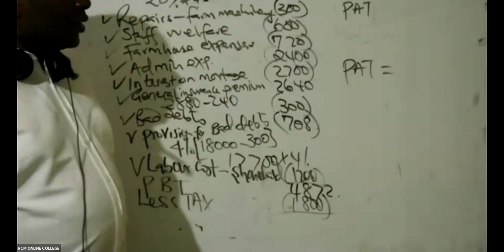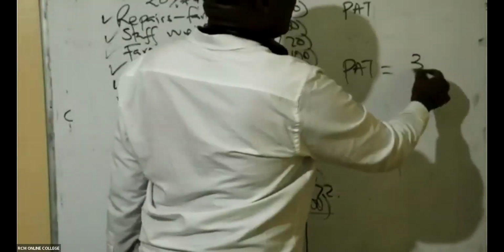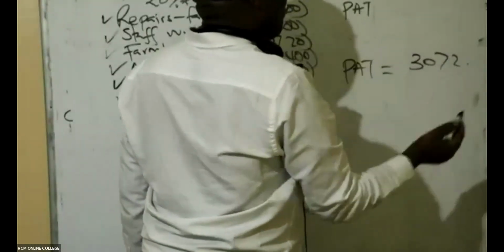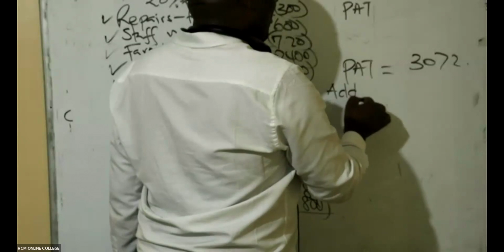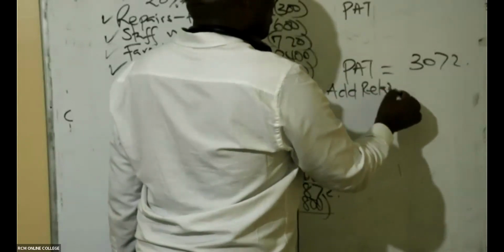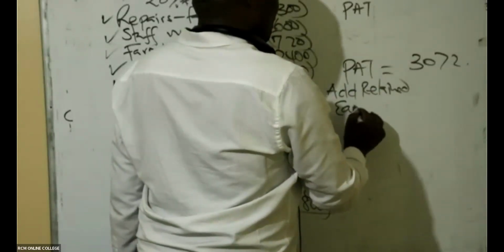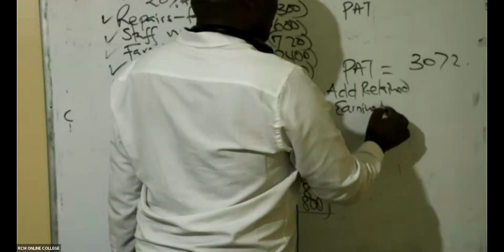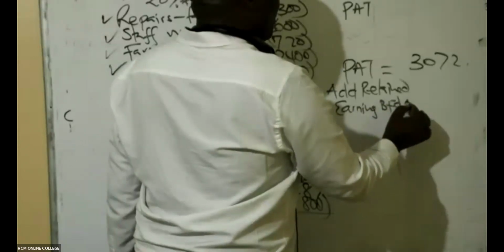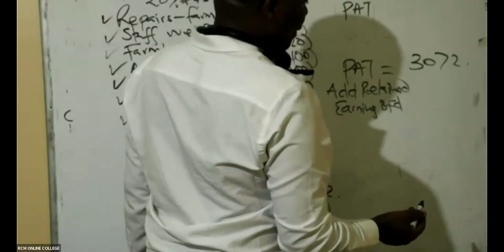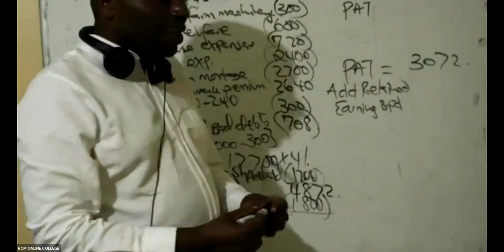Yeah, 3072. Once you get profit for the year, now we have the profit carried forward. Come and add retained earnings brought forward, so that you can be able to take it to the balance sheet. So retained earnings brought forward at the beginning of the year.